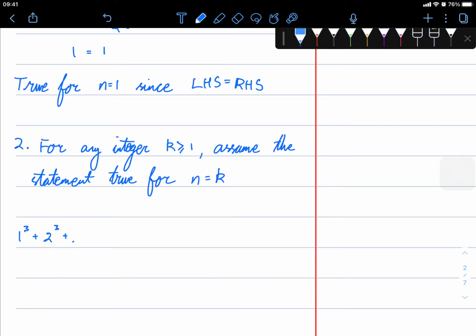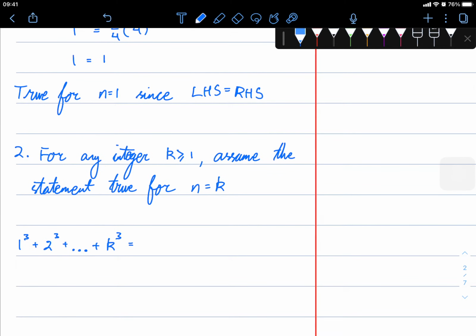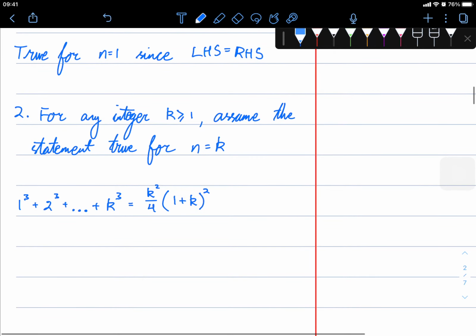3, well, you can stop that one, plus, not n anymore, it's going to be k cubed, because now we're taking the original statement and we're substituting k for where n was. Okay, so k cubed is equal to k squared over 4 times (1 plus k) all squared. We're going to assume this statement to be true, because if it's true for 1, let's assume it to be true for every number greater than 1.